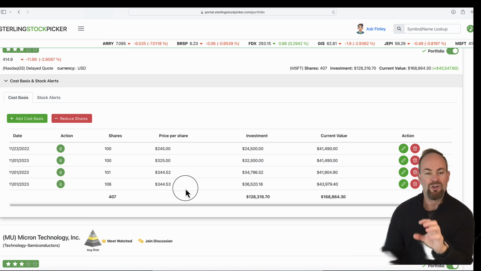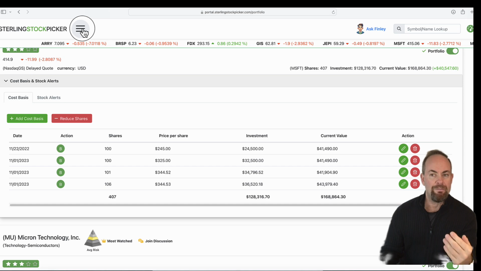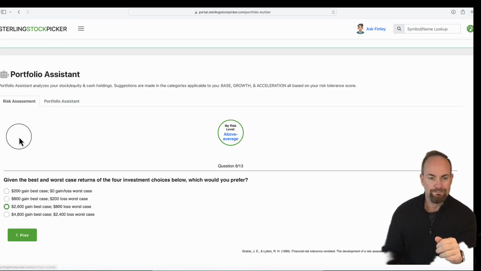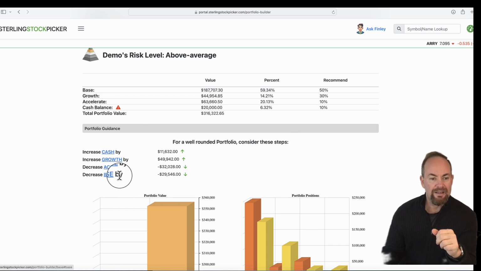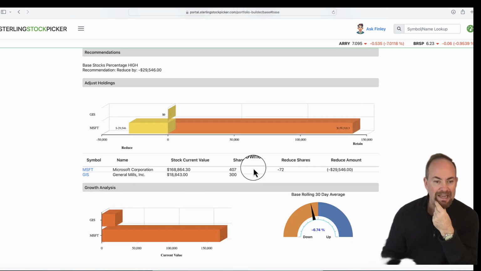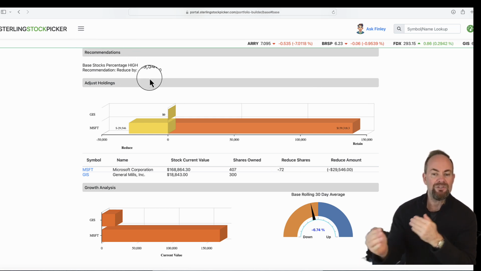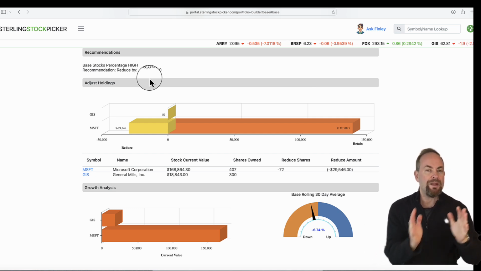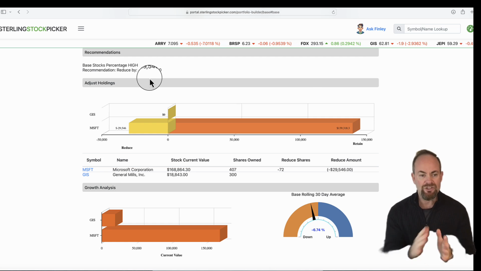We are selling at the current market price. Now notice it's already updated. We go back to Portfolio Assistant, and we look at the different categories now. So we are still in the base. We're still looking at, oh, it wants us to reduce even more, 72 more shares. Okay, that's fine. The values are going to change slightly because remember, we already purchased the additional stock. So these are going to change slightly, but that's all right.